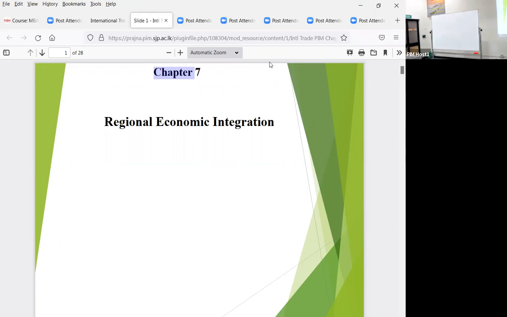The topic we are going to discuss is regional economic integration. Actually, this is not prepared by me. It is Dr. Trevor Mendes who has prepared it, and he wanted me to deliver this based on his preparation. So entirely, I'm not responsible for these things. But anyway, we will be taking this as given.